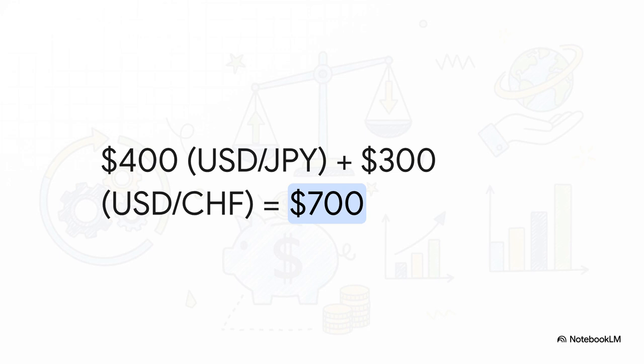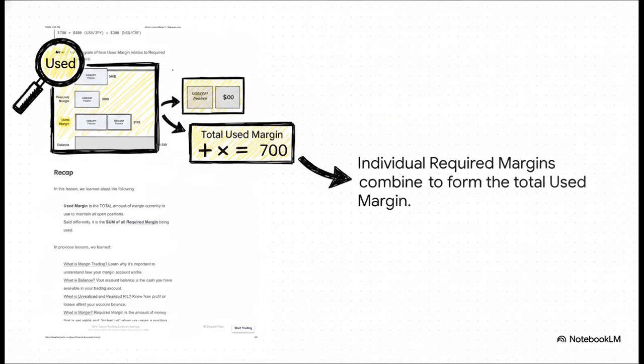So, what's our total used margin for the entire account? Well, you probably guessed it. We just add those two individual required margins together. The $400 from our first trade plus the $300 from our second gives us a grand total used margin of $700. And this diagram just lays it all out beautifully. You can see the $400 block for the USD/JPY trade and the $300 block for the USD/CHF trade. You stick them together and they form your total used margin of $700. See? It really is that straightforward.